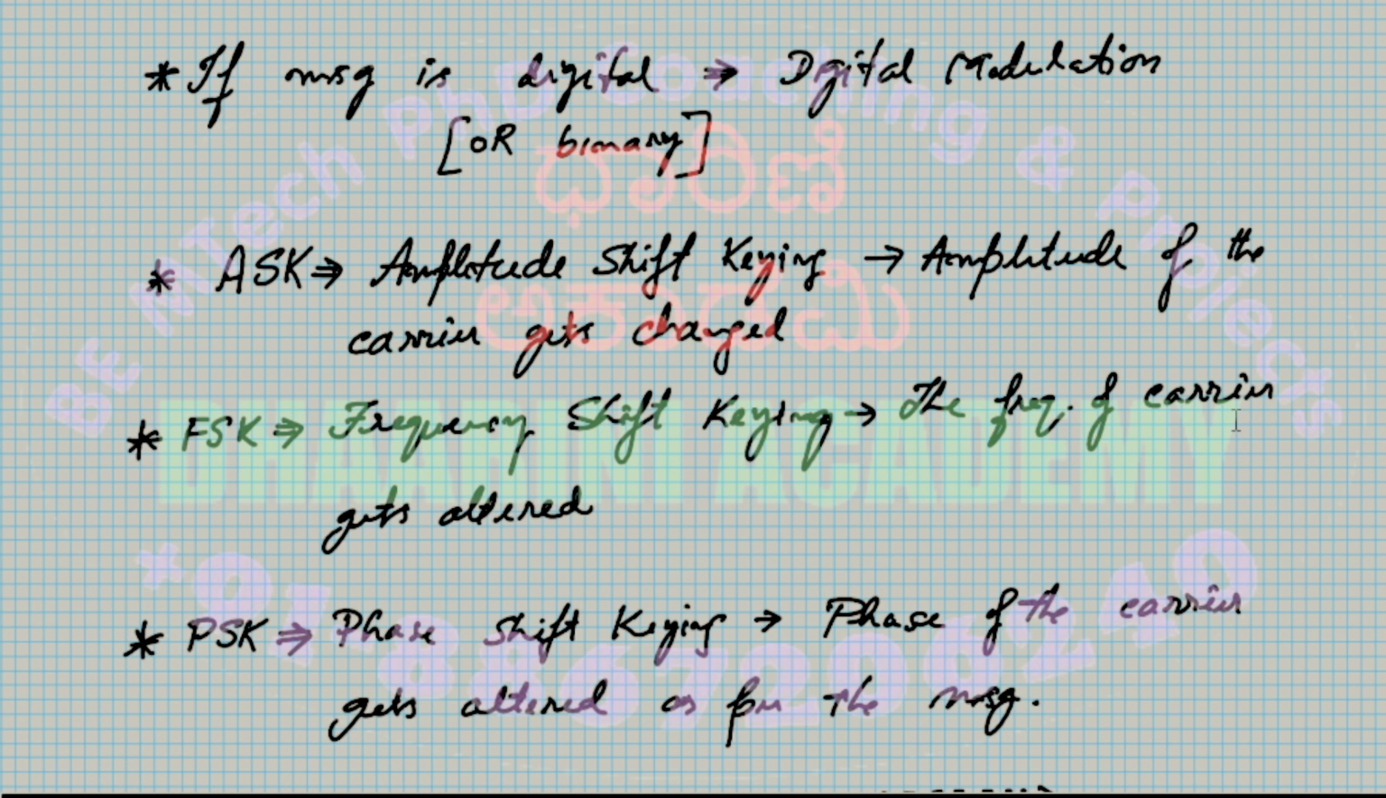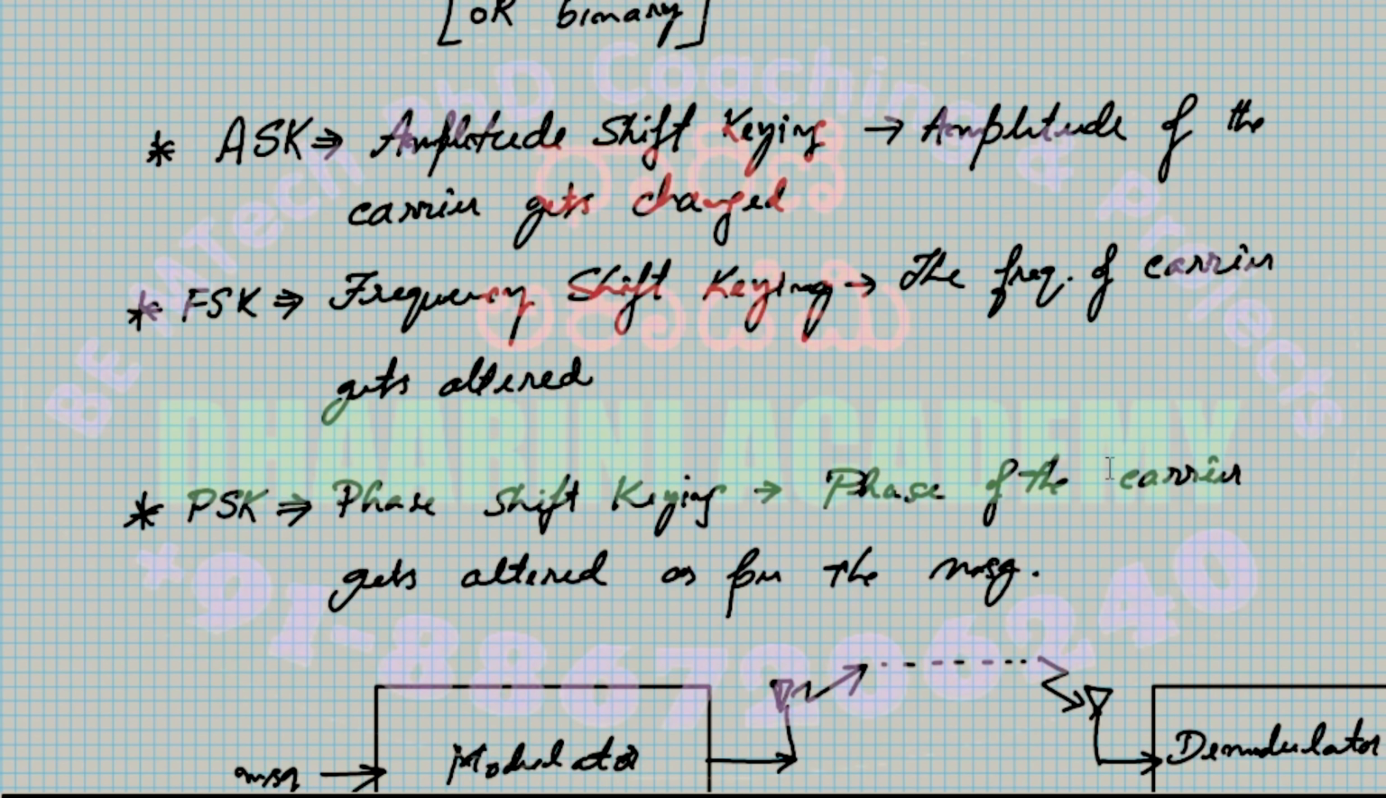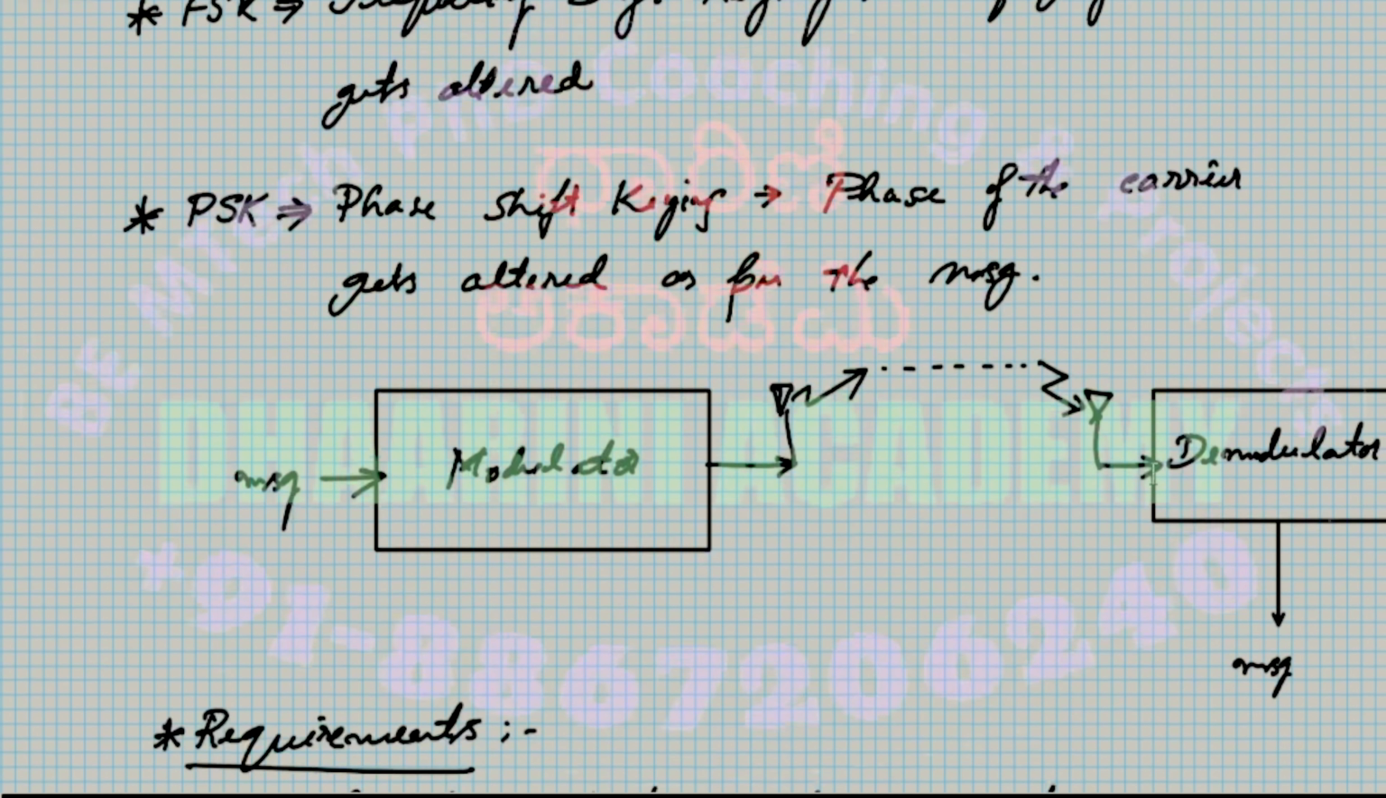So what are the various options we have? Very similar to the analog, we have the amplitude modulation equivalent, called amplitude shift keying, right? Then the equivalent of frequency modulation is frequency shift keying. The equivalent of phase modulation is phase shift keying. So in the first case, the amplitude of the carrier changes. In the second case, the frequency of the carrier will be altered. And in the third case, the phase of the carrier gets changed according to the message.